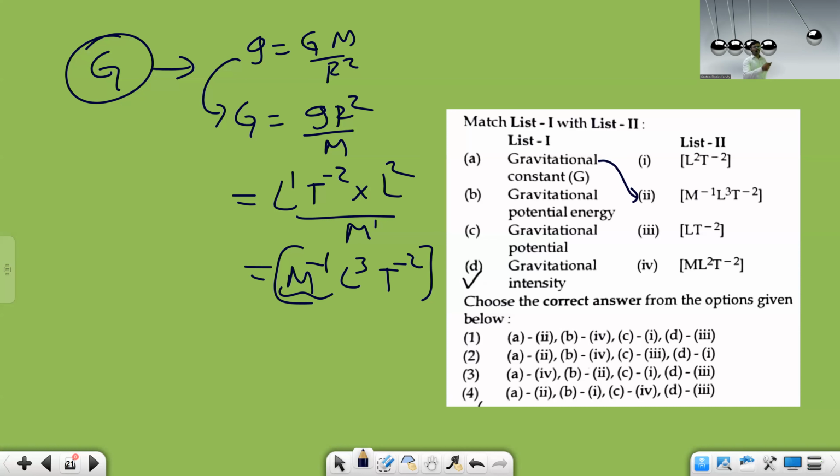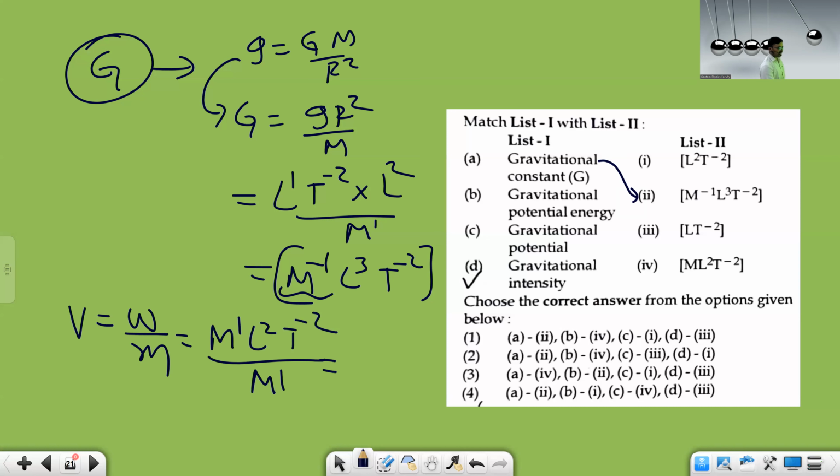Next, gravitational potential is nothing but work done by mass. Work done is M1 L2 T power minus 2, and dividing by mass, the formula is M0 L2 T power minus 2. That gives the gravitational potential. I have done A and C, but the B bit is left.